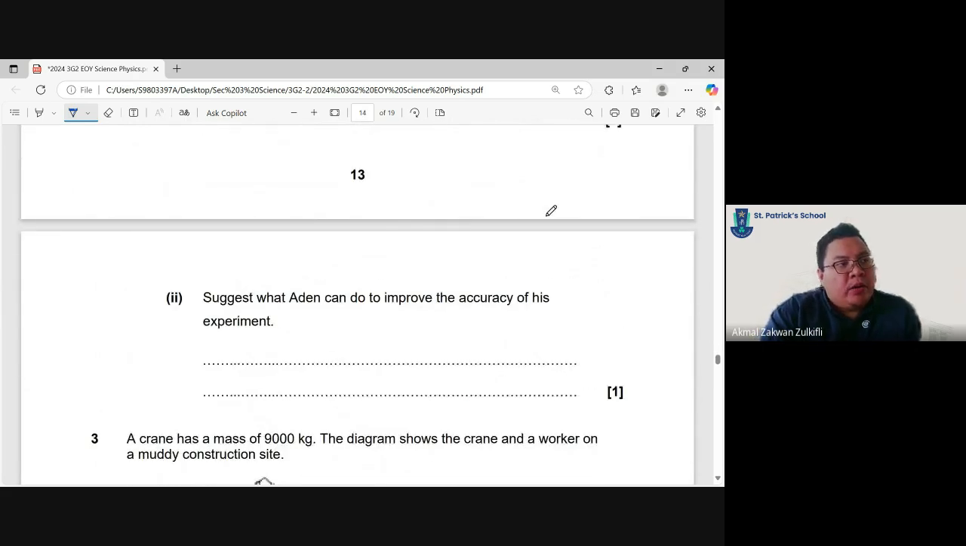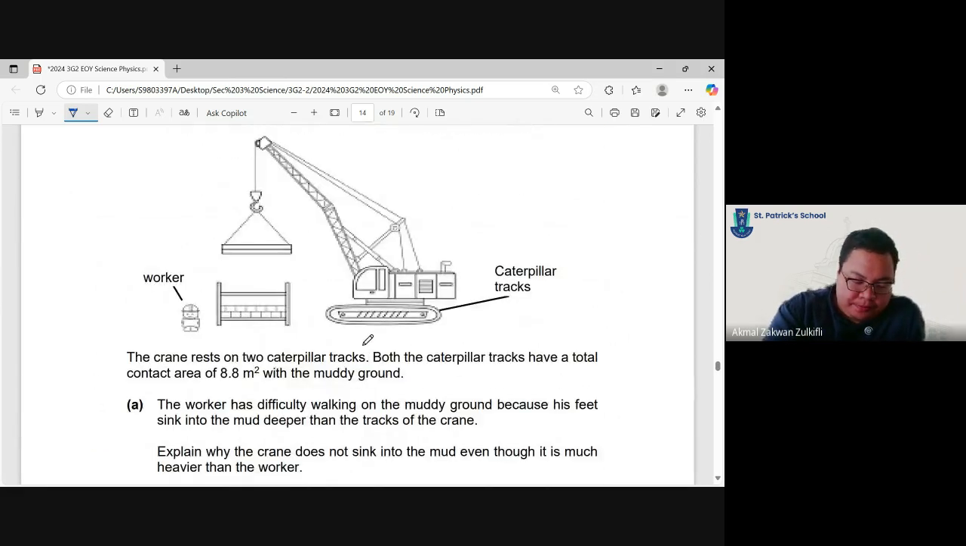Suggest what Aiden can do to improve the accuracy. Standard answer: every time you take measurements, take multiple readings and then take the average.